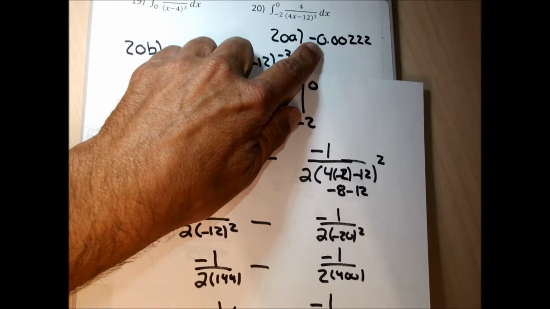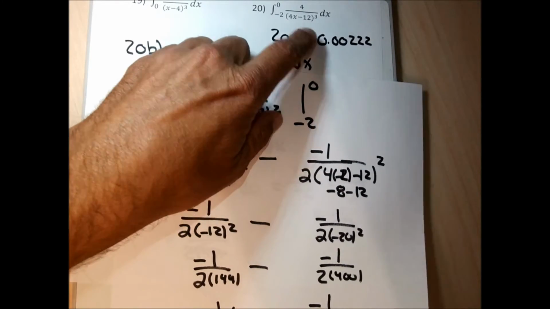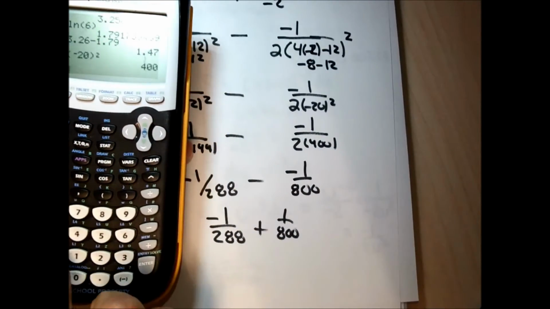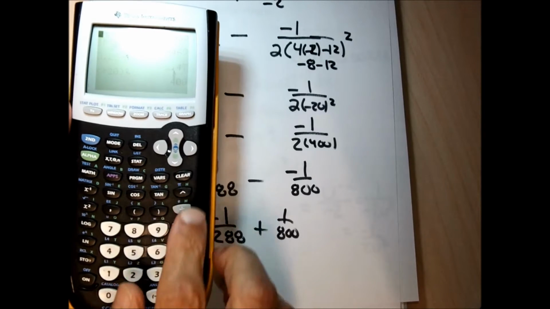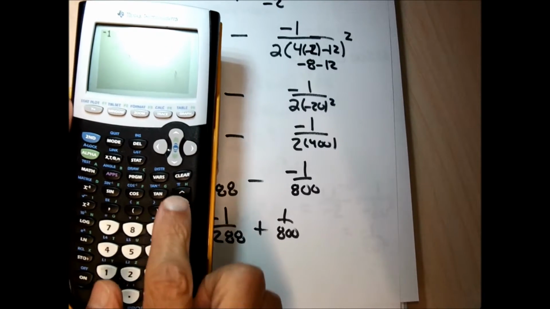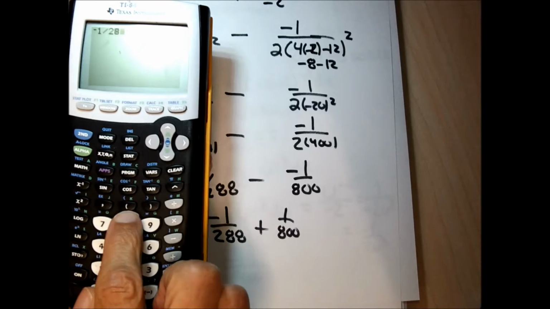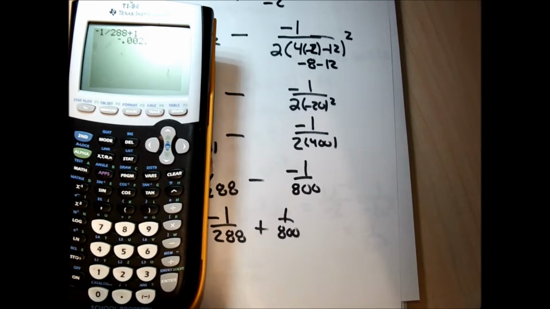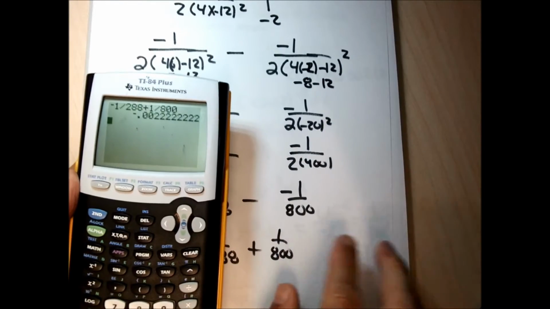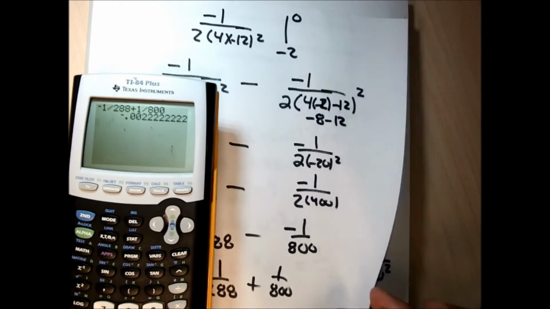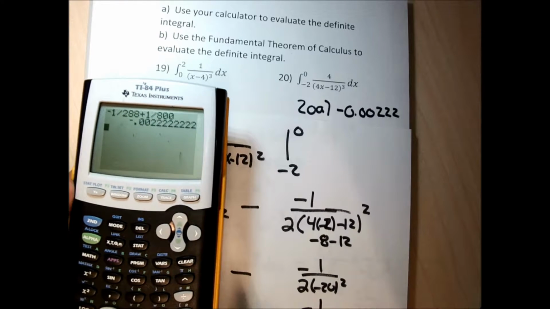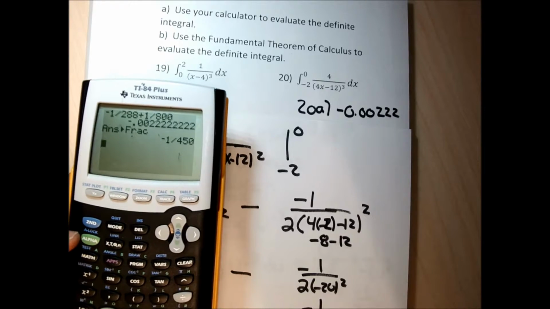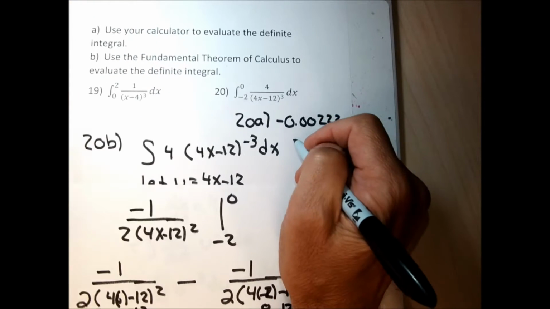I'm trying to get a fraction that's equivalent to that. Let me see if I can. When I do these on my calculator, I'd like to see a bunch of zeros and a 2. So I'm going to go negative 1 divided by 288 plus 1 divided by 800. And I get exactly the same answer that my calculator gave me with the couple zeros after the decimal. Let me math enter it to get the better answer. So negative 1 over 450 would be the best answer for part B of number 20.